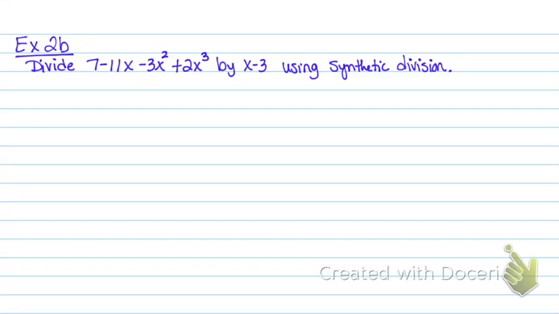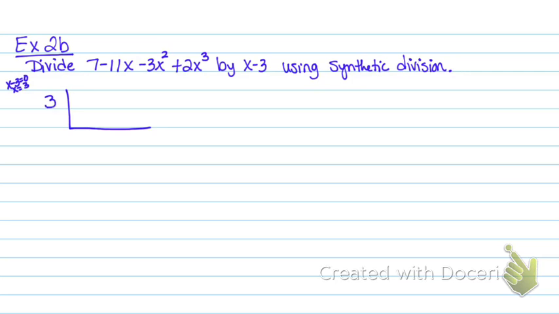Alright, so dividing these two polynomials using synthetic division. So there's my little part of a rectangle. What am I going to put on the outside? You're going to put positive 3. x minus 3 equals 0, which means I'm going to put x equals 3. So we're going to put that 3 out there.